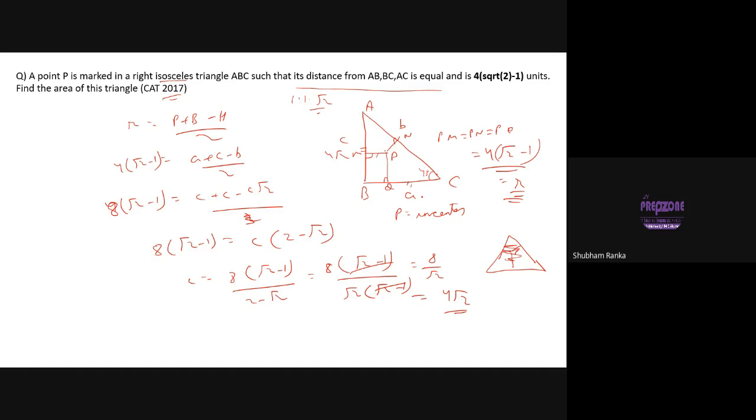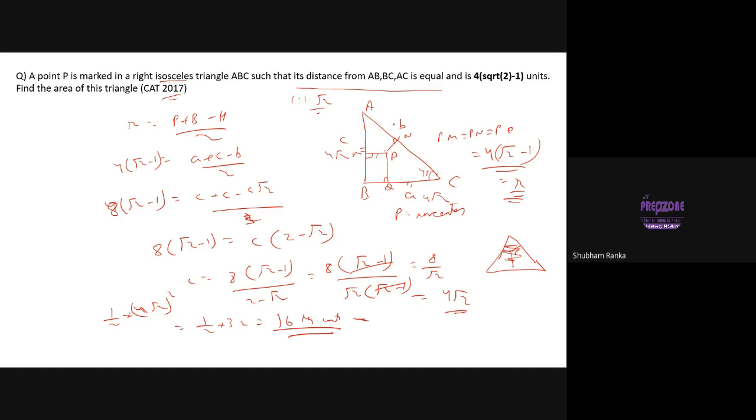This is an isosceles triangle. This will also be 4 root 2. So the area is half into 4 root 2 square, half into 32, which is 16 units. Square units actually. This is the area. Done.